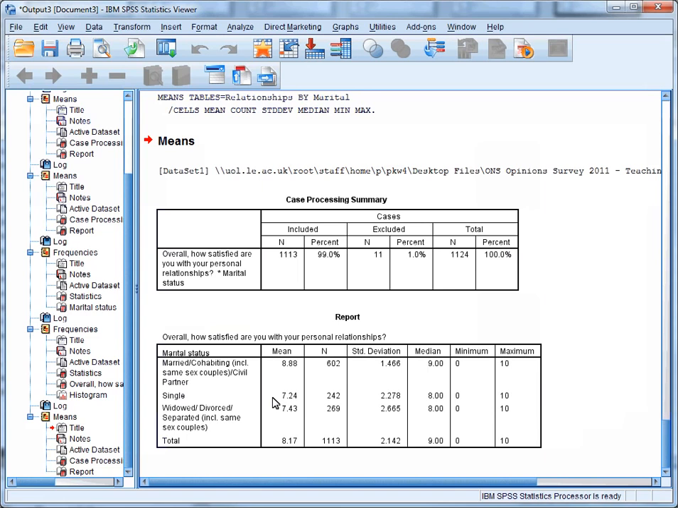In the last two videos, we've covered analysing the relationship between one continuous variable and one categorical variable. In the next video, we'll look at conducting analyses with two continuous variables.